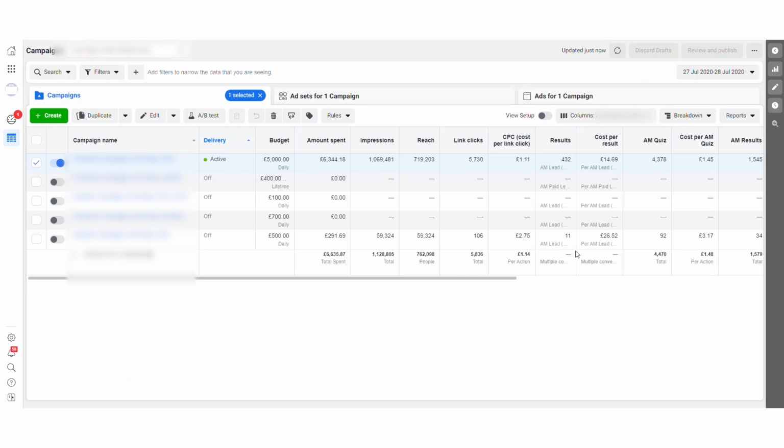But just to show you guys that it happens to everyone, but you can definitely bring down that cost per lead.